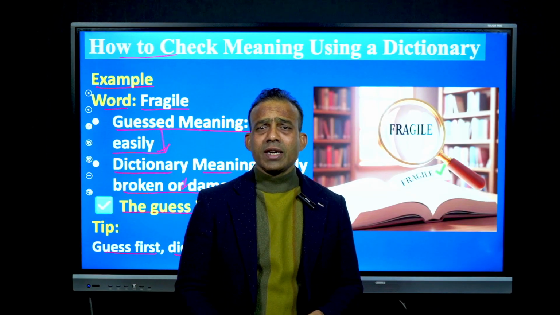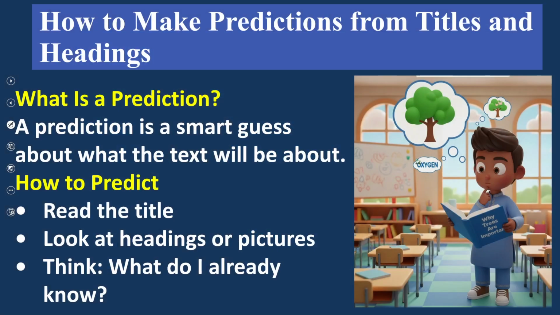Now move to the next slide. How to make predictions from titles and headings. It means that predictions can be made with the help of titles and headings of the given text. What is a prediction? First of all, we have to deeply know what a prediction is. A prediction is a smart guess about what the text will be about. Yes, that is called prediction.